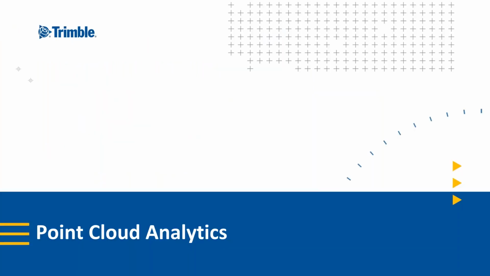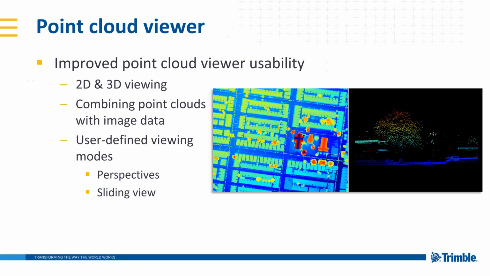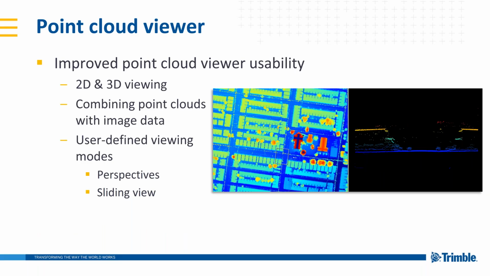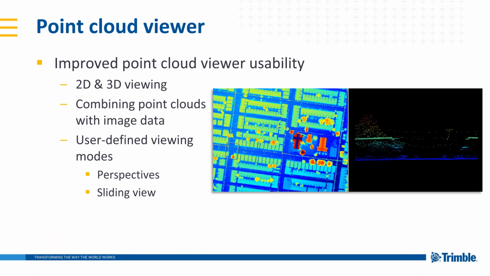And now to get into specifics, I'll start out with point cloud analytics, what is available and different in version 9.3 versus earlier versions of eCognition. First of all, we've really improved the point cloud viewer usability, making 2D and 3D viewing possible within the developer, also allowing us to combine point clouds with image data from a viewing perspective.